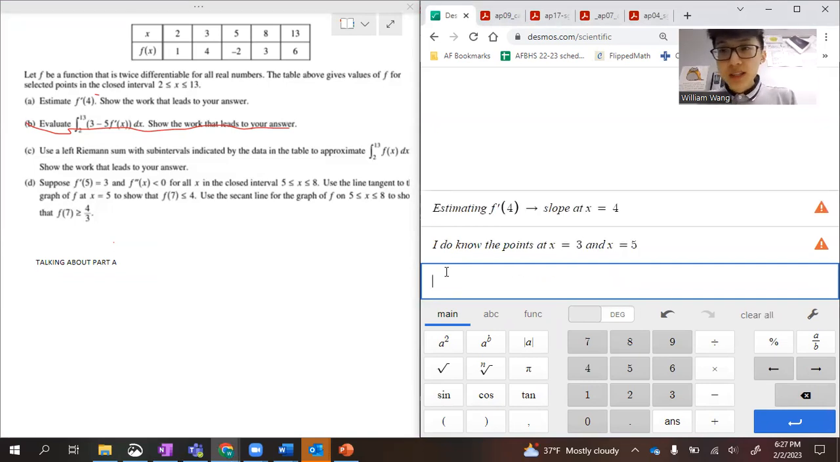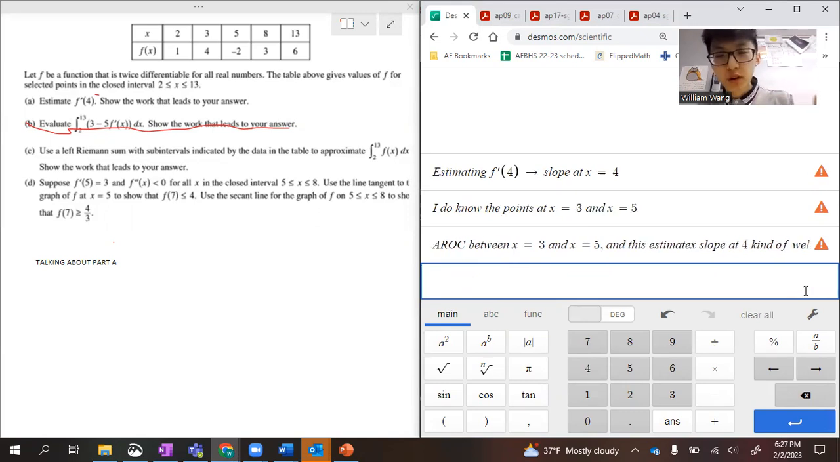So what I can do is an average rate of change equation, the average rate of change between x equals 3 and x equals 5. And this estimates the slope at 4 kind of well, right? Relatively. Because 4 is right between 3 and 5, so if I estimate the slope between 3 and 5, it probably estimates the slope at 4 sort of well.